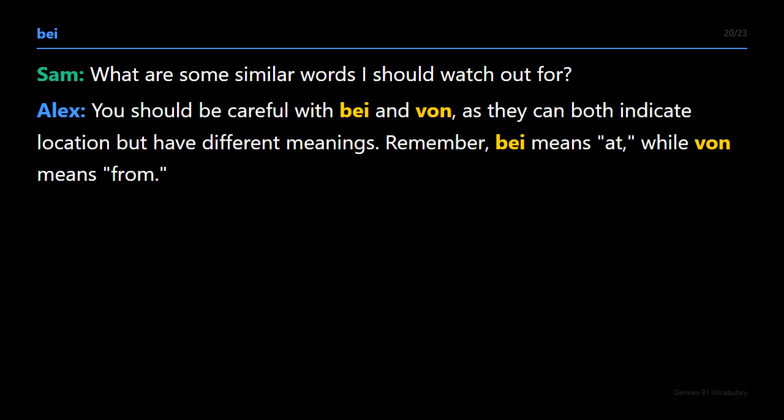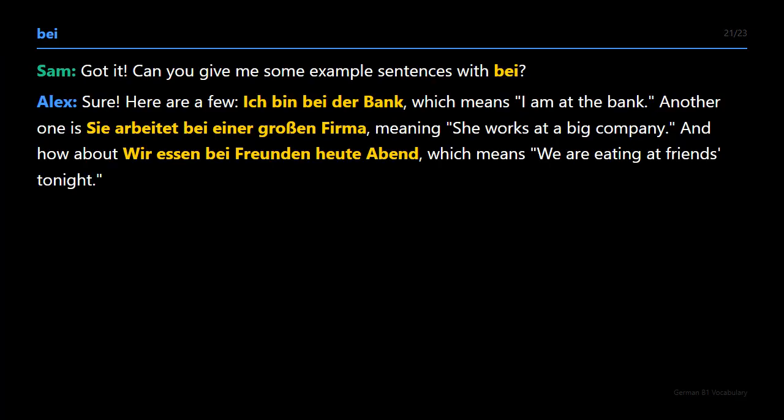You should be careful with Bei and Von, as they can both indicate location but have different meanings. Remember, Bei means at, while Von means from. Got it. Can you give me some example sentences with bei?